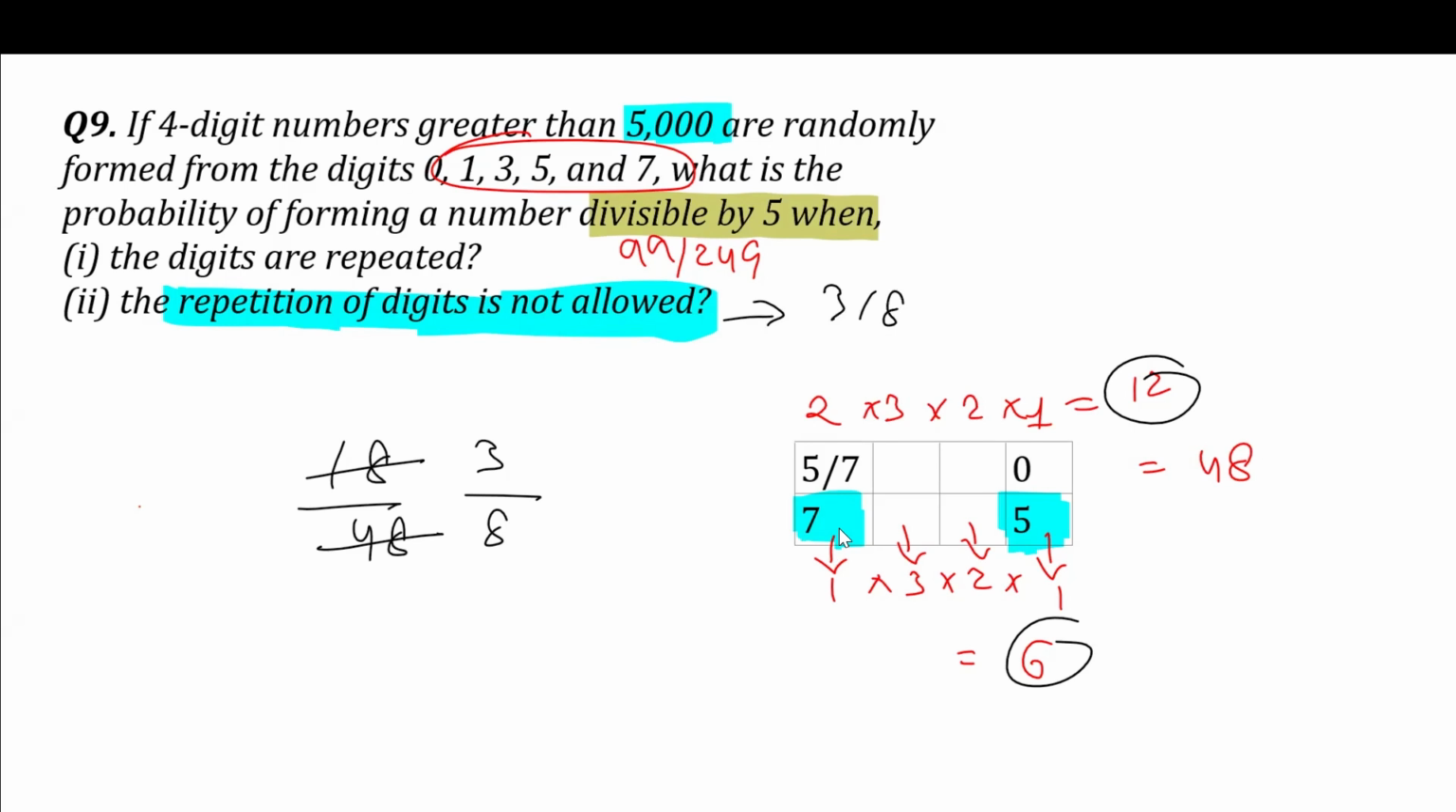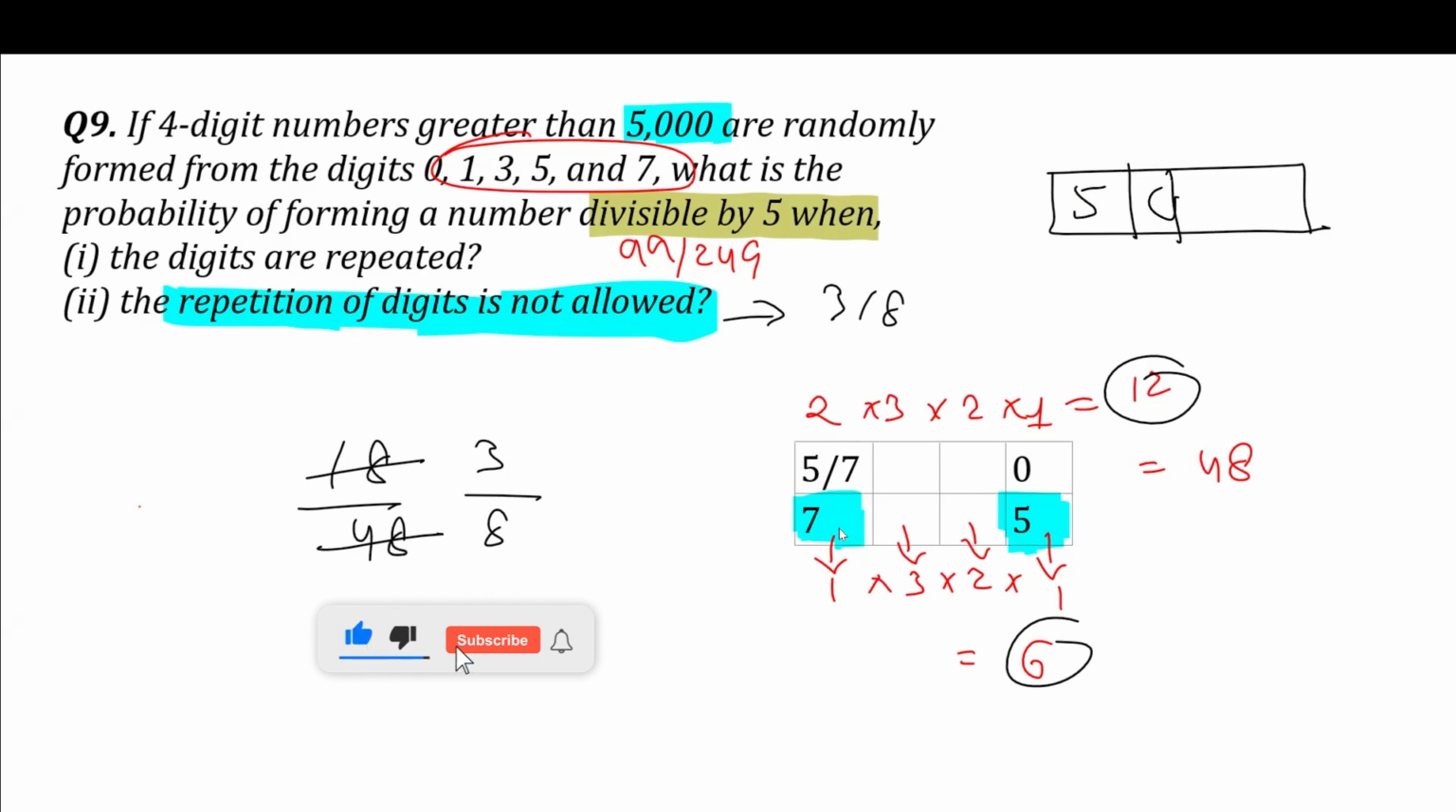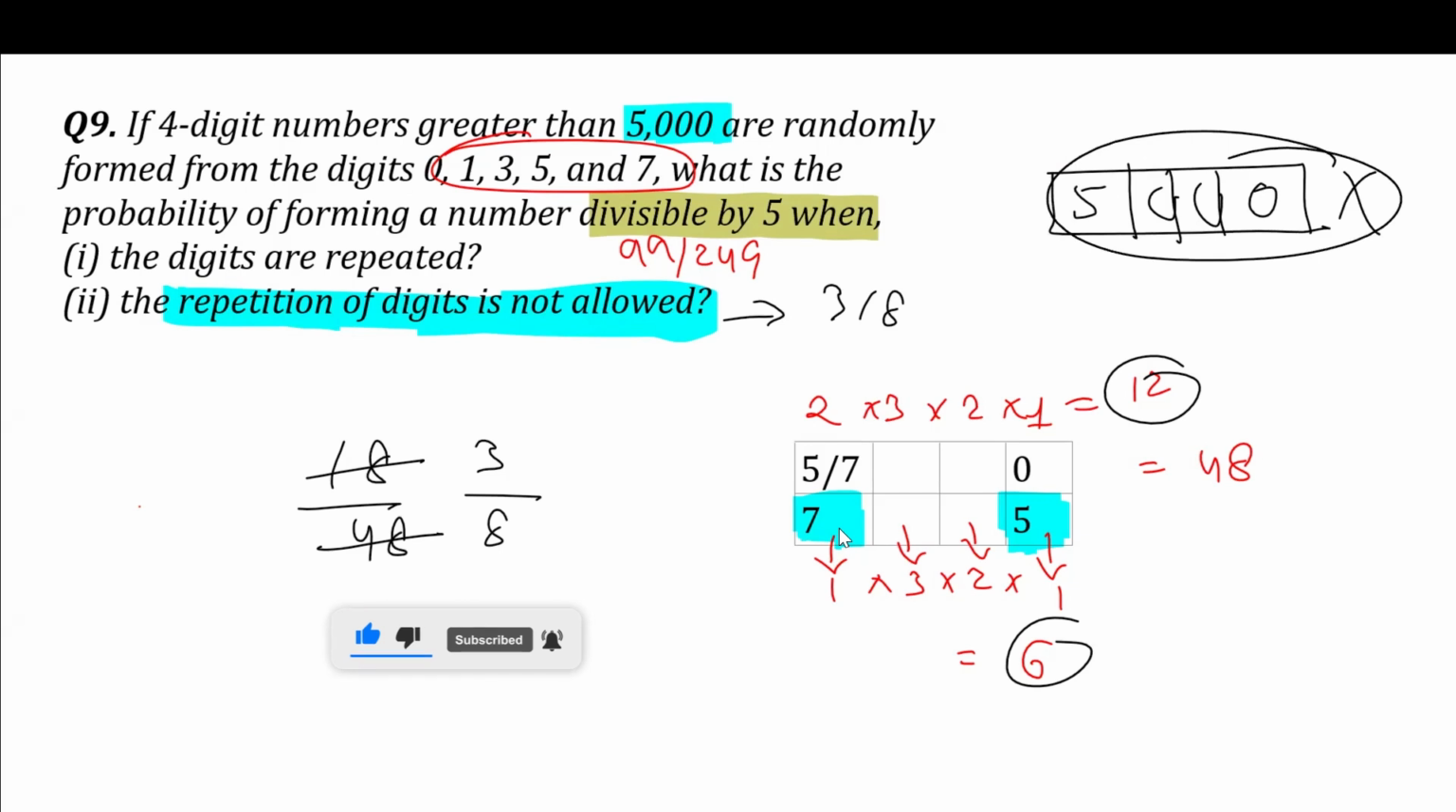Now here we have not excluded 5,000 because repetition of the digit is not allowed. So we can never have a number where, even if it is ending with 5, these zeros make it 5,000, right? We will not have such a case in the repetition of the digit.